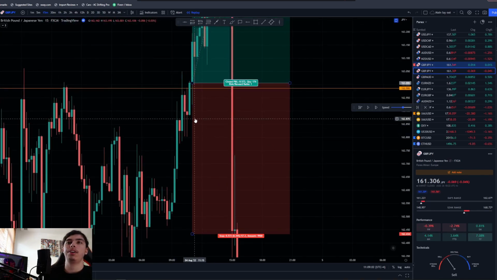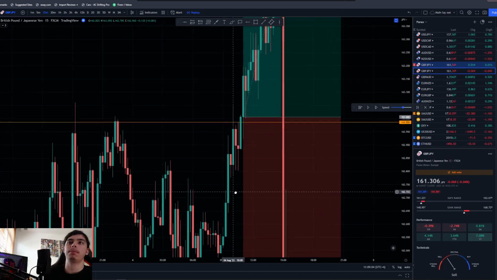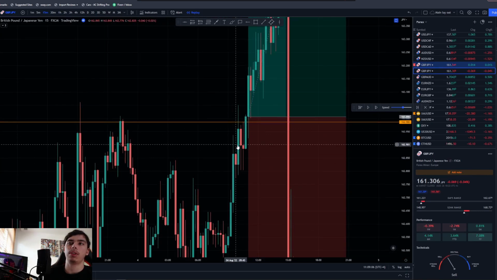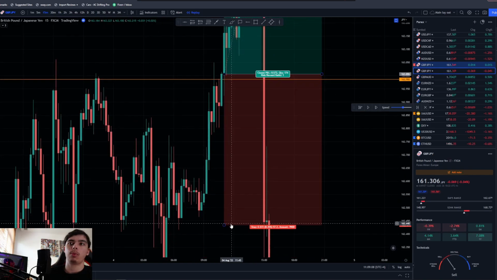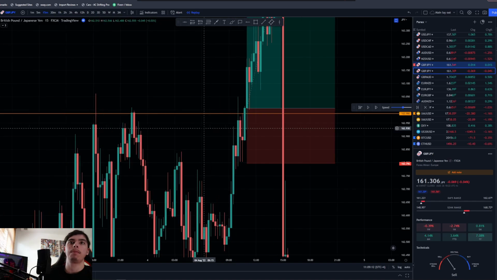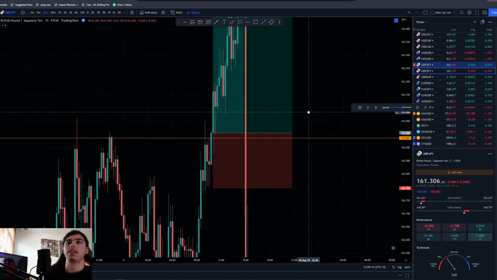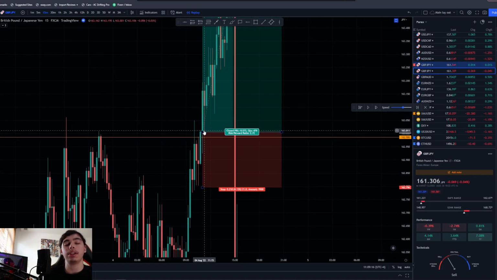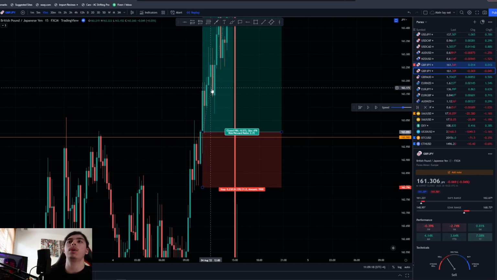Now in this scenario, it's good because we have structure, but sometimes we don't have structure. Sometimes we don't have this pullback so that we can keep our stop loss below these lows. Sometimes it's just one candle here. There is a chance that the next candle can break the low and still continue.